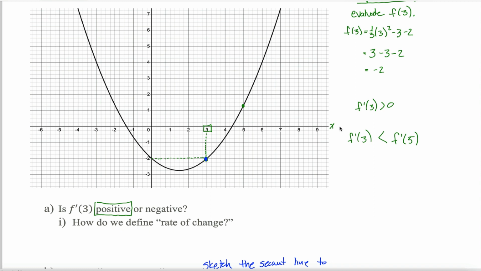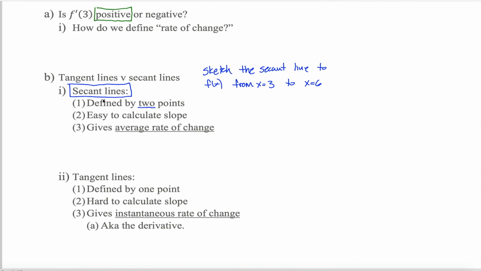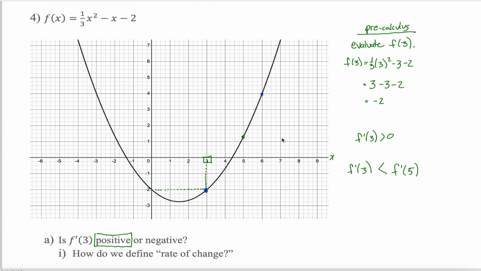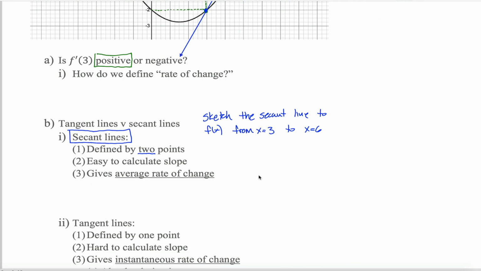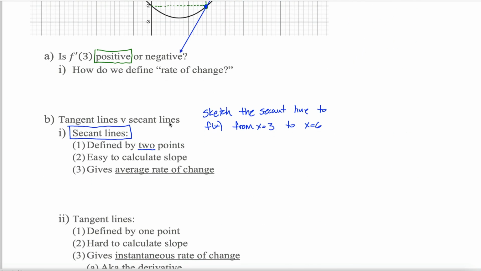Again, just locate on the x-axis 6, come up here, and figure out that the height of the graph is 4. I have these 2 different points. With 2 points, I can define my secant line. The secant line is just the line that goes through those 2 different points. Easy enough. Connect the 2 points with the line, and what I've done is I've sketched the secant line to this function f of x from x equals 3 to x equals 6.